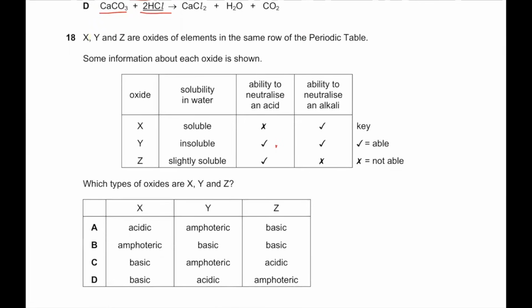Guys, question number 18. X, Y, Z are oxides of elements in the same row of the periodic table. Some information about each oxide is shown. X is an oxide. It is soluble in water. Can it neutralize an acid? No, so it's not a base. It can neutralize an alkali. Definitely it's an acid. So if we get A, which is acidic, we already got that this will be the correct answer.